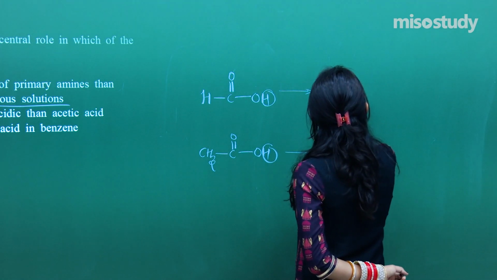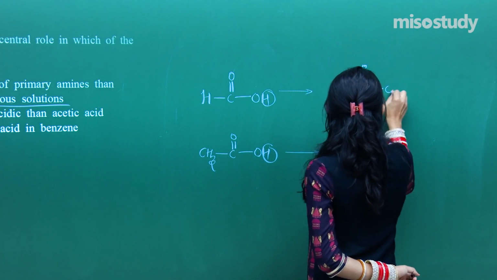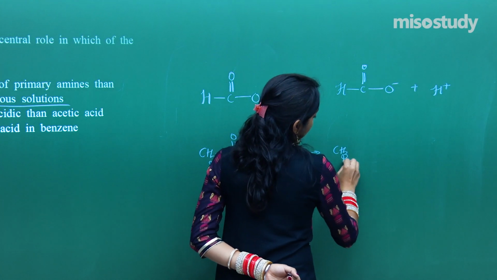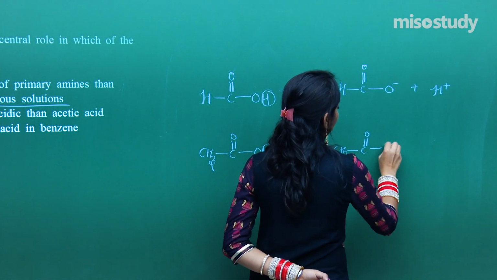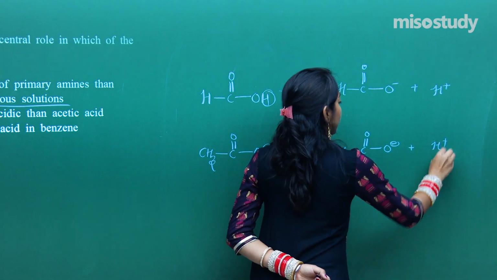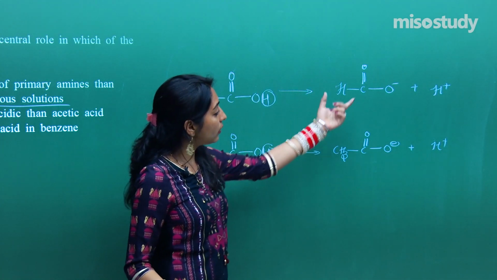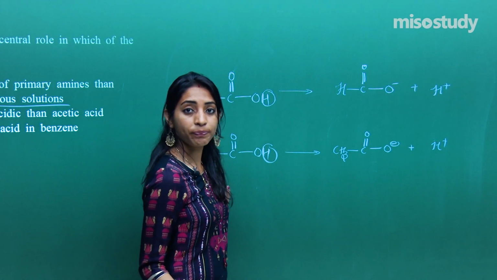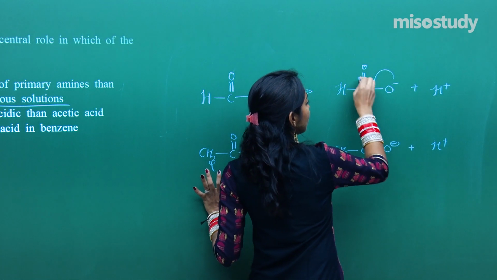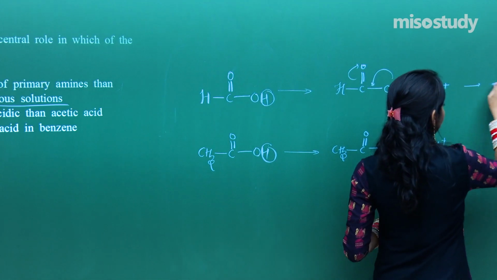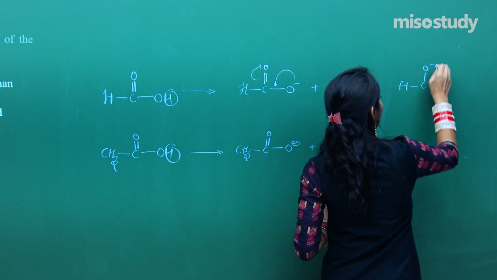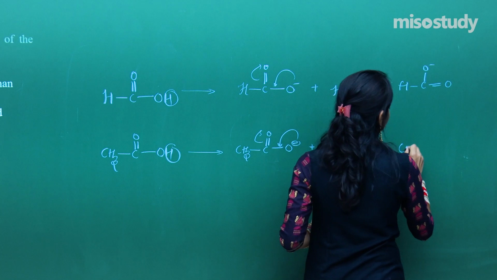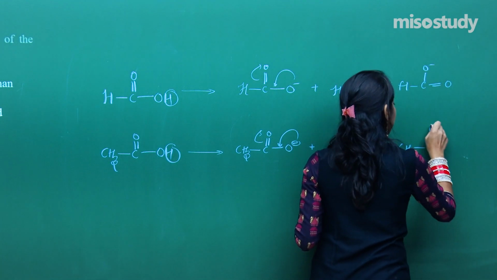So now we have HCOO minus and H plus, and here we will have CH3COO minus and H plus. Now the more stable the conjugate base will be, the more acidic the acid will be. So let's see, a resonance is taking place in this particular structure and you are having HCO minus double bond O. Similarly, resonance occurs in this structure and you will be having CH3CO minus double bond O.